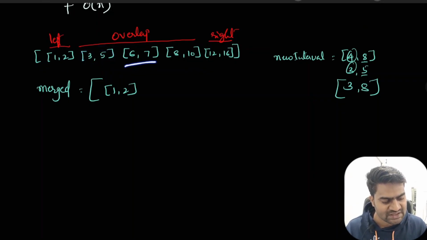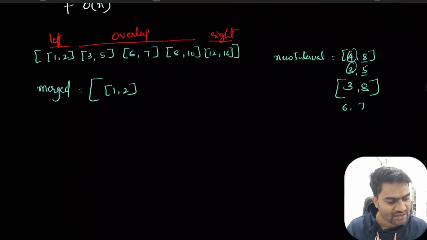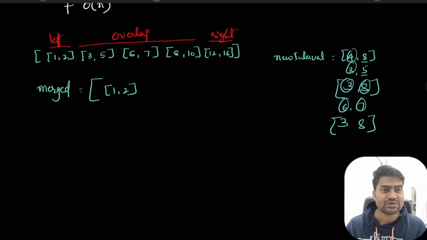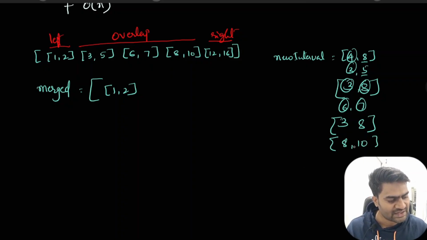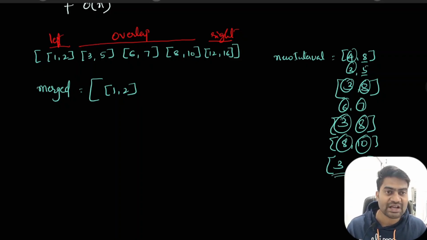Then I will process the next value. I will take 6, 7 here. Out of these two, which is smaller? 3. Out of these two, which is larger? 8. So I get 3, 8, which is my new interval. I'll keep processing like this until the overlapping intervals get merged with the new interval. The next value is 8, 10. Out of these two, 3 is smaller, and out of these two, 10 is larger. So my new interval gets updated again and becomes 3, 10.